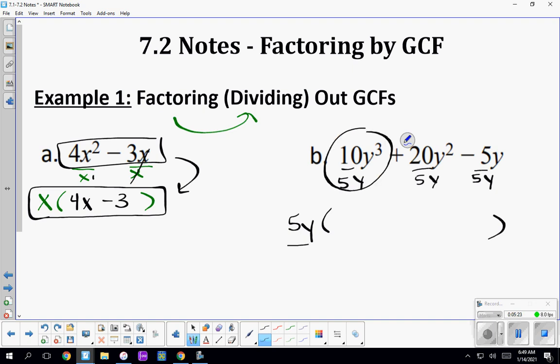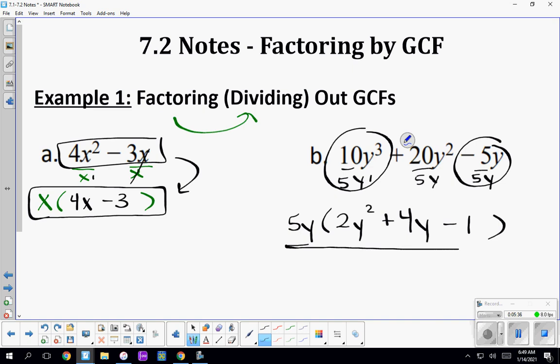So for this first term, 10 divided by 5 is 2. And remember, we subtract those exponents. The next term, I'm going to get 4, and I'm going to get y to the first. And finally here, when I take a number and divide it by itself, I do get 1. Okay? Again, when you're done, it should look like something that could be distributed. It should look like a multiplication problem.